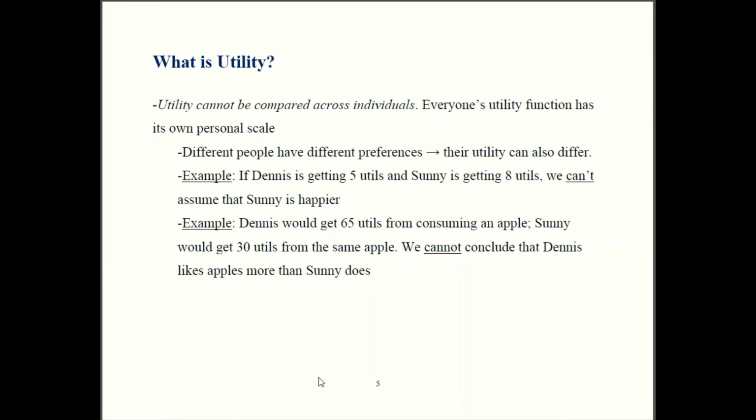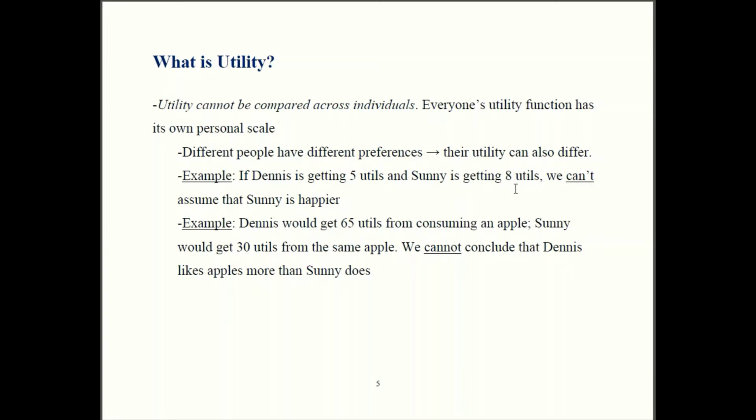So if in some situation Dennis is getting 5 units of utility, so 5 utils, and Sunny is getting 8, don't conclude Sunny is happier. That would be comparing utility across individuals, which we just said is invalid. Maybe 5 utils for Dennis on Dennis's scale could be higher than 8 utils for Sunny on Sunny's personal scale. So you can't make conclusions about who's happier than who based on their utility numbers.